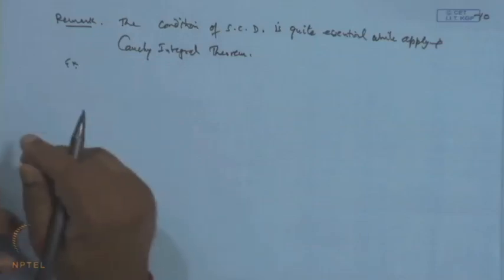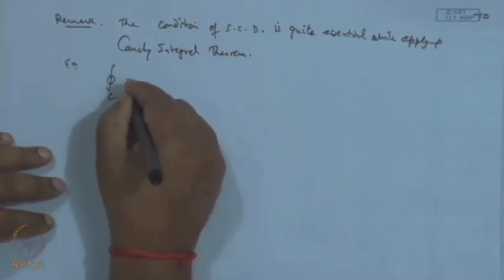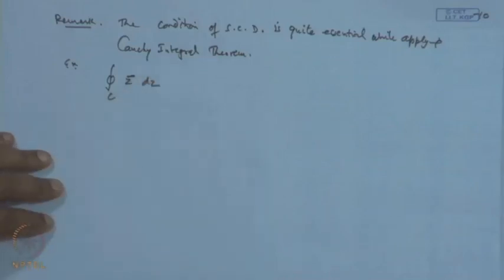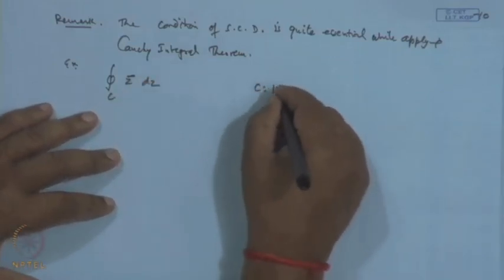One more example, let us see. Suppose I take the integral of z bar dz. Now, this closed curve C is a circle mod z equal to 1.